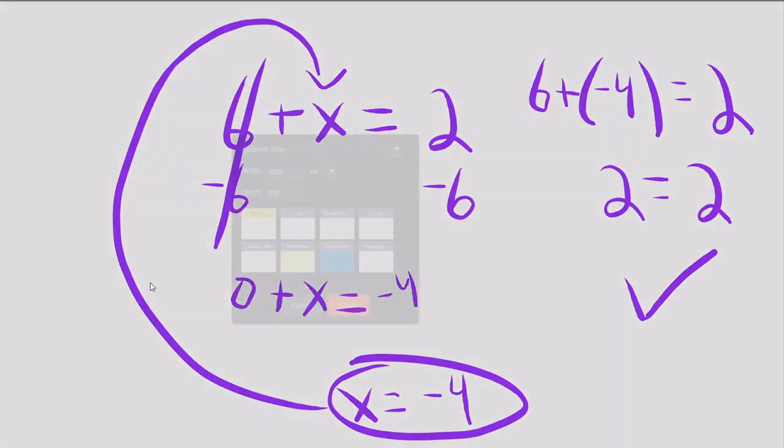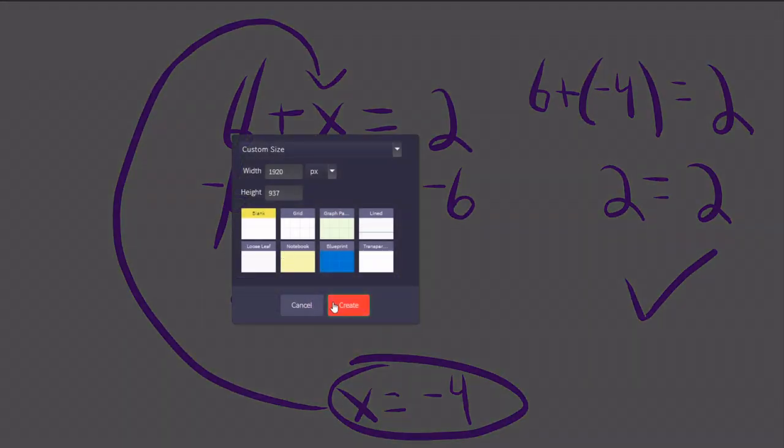Okay, let's do another one. I'm just doing a lot of examples in this video. All right, let's have 3/4. We're throwing in some fractions. Don't be intimidated. 3/4 equals x plus 1/4.